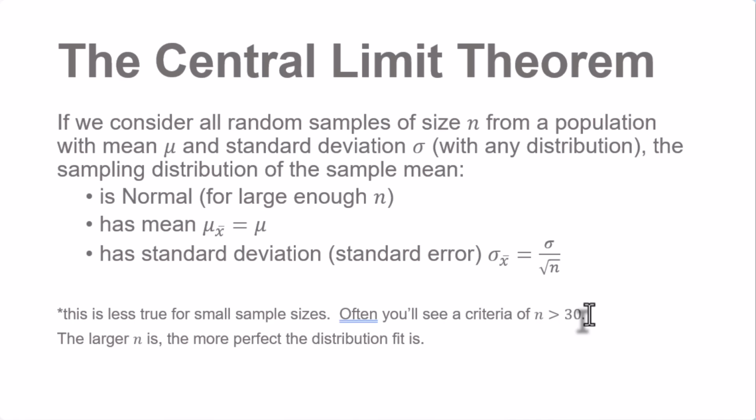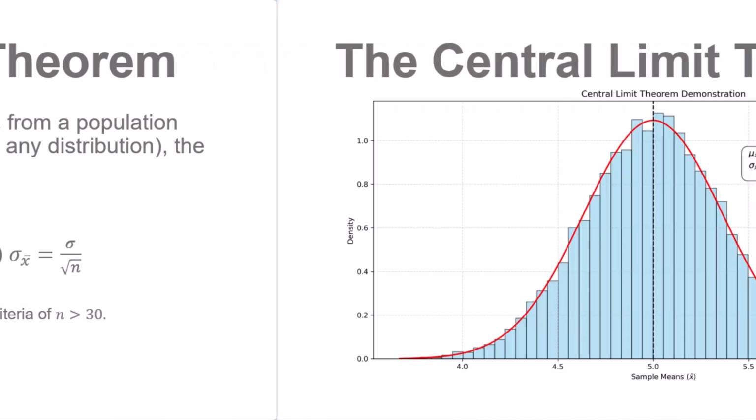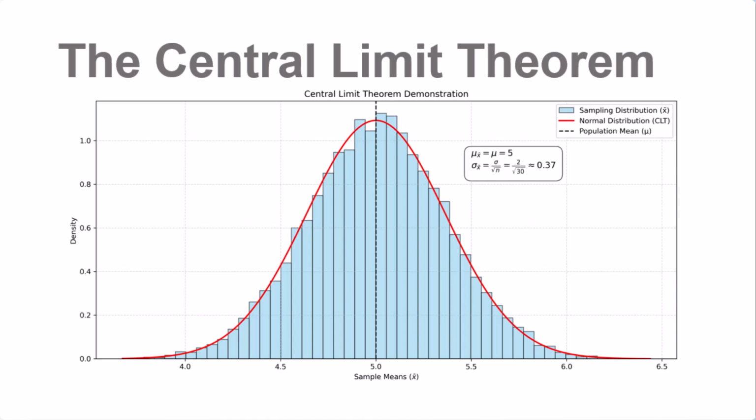If your population is pretty much a normal distribution already, you can still use the central limit theorem properties for small samples as well. And here's a graphical demonstration of the central limit theorem. I generated this in Python. I created a theoretical population with mean 5 and standard deviation 2. And then from that population, I had the Python program select 30,000 samples, all with size 30, and calculate the sample mean from each of those.